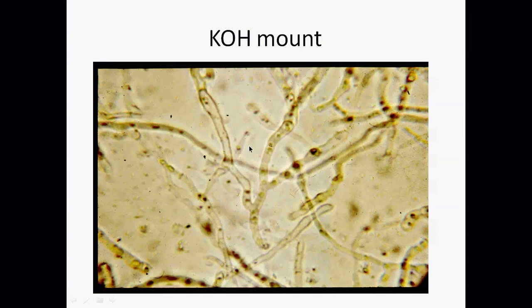Now you can see this is a KOH preparation under the microscope, and these are the fungal elements, hyphae, which are seen inside the microscope. This is a microscopic view of a KOH mount of fungal infection. You can see these are the various fungal elements, or you can say the hyphae, which are seen in the KOH mount. This is usually reported as positive for fungal element.